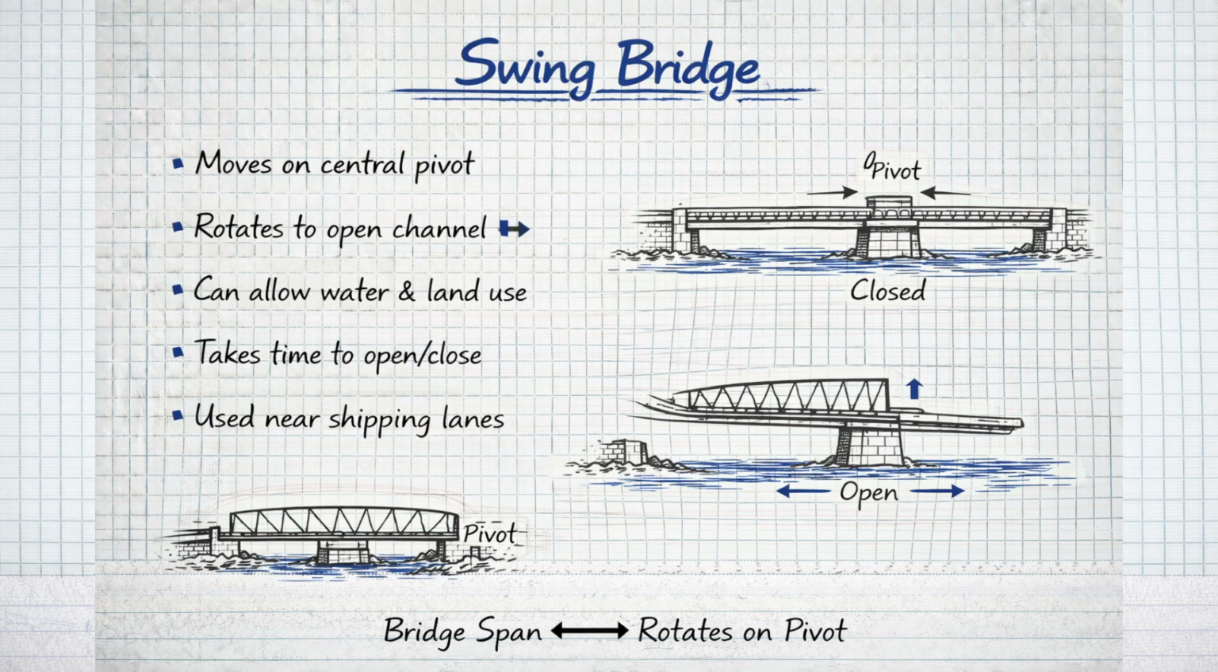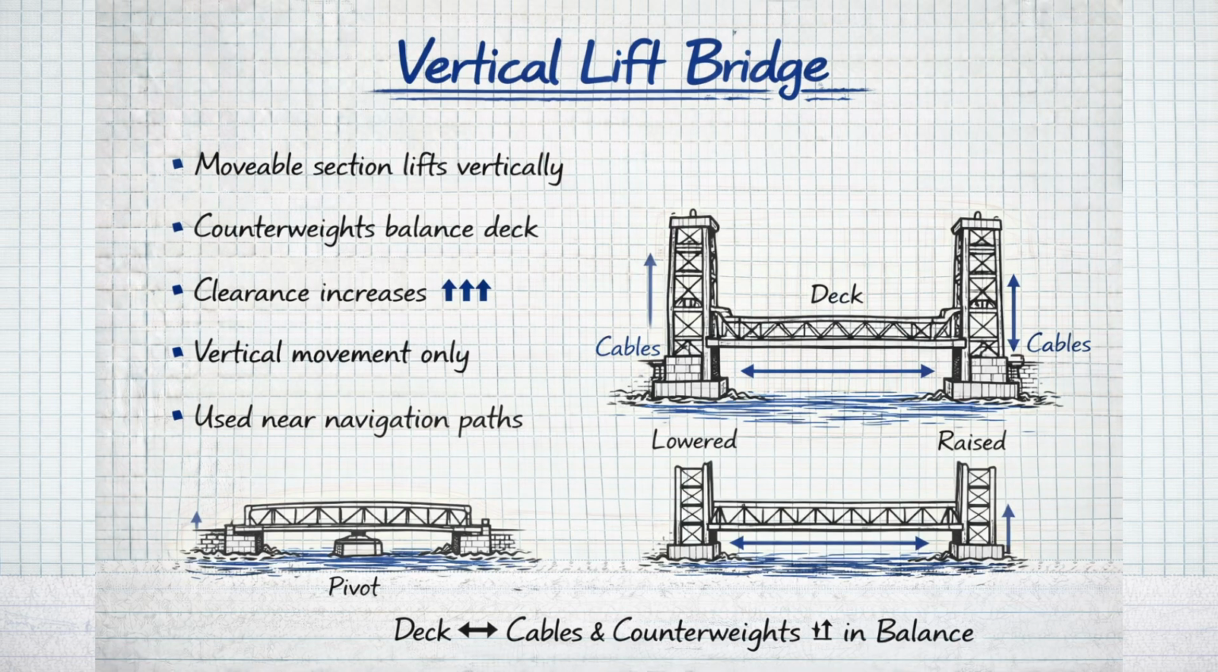It pivots to open navigation channels on both sides of the structure. The bridge remains balanced around its central axis. This type is suitable for narrow rivers. 13. Vertical lift bridge. A vertical lift bridge raises its deck straight up between towers using lifting cables.